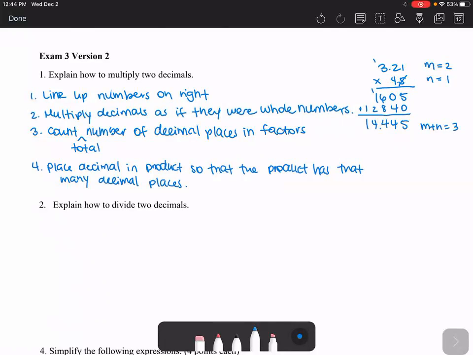So that's it. You need to say how to line up the numbers, how to multiply them together, and then where the decimal goes in the answer. I will say this is another case in which using the vocabulary of factor and product just makes things easier, specifically when we count the number of decimal places in the factors.